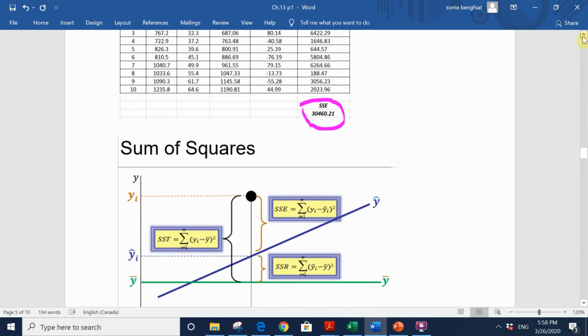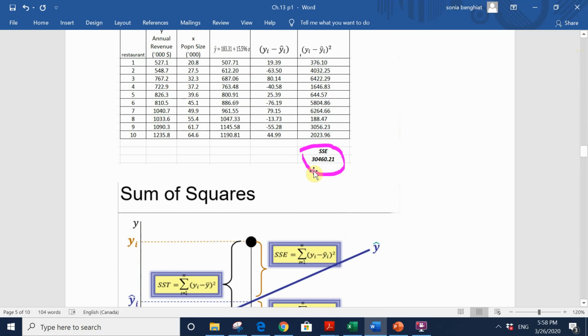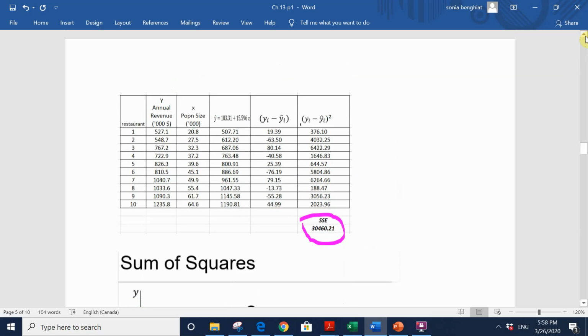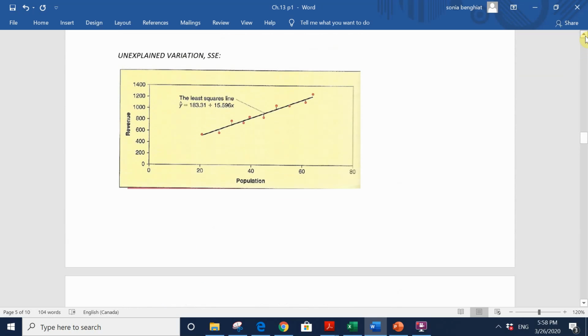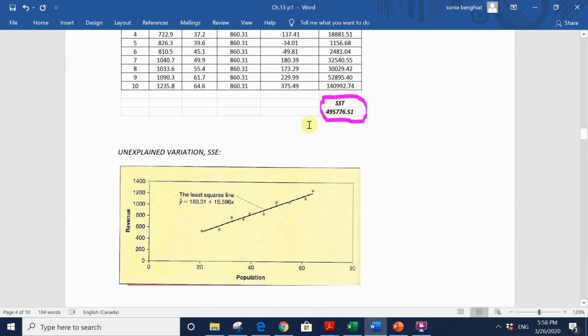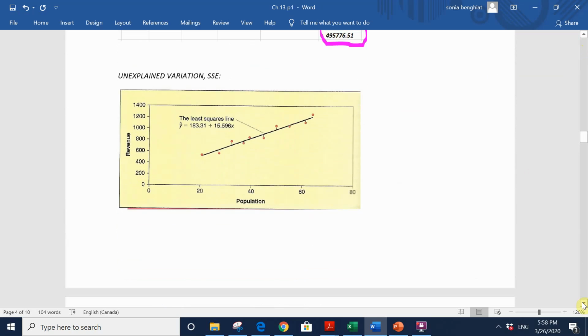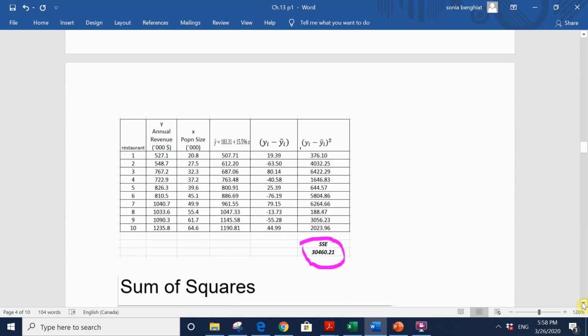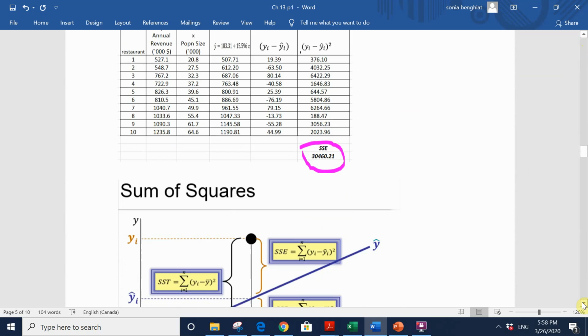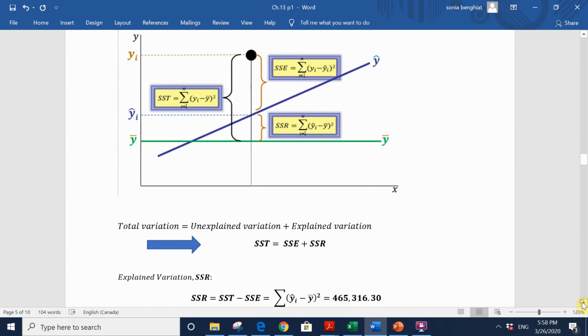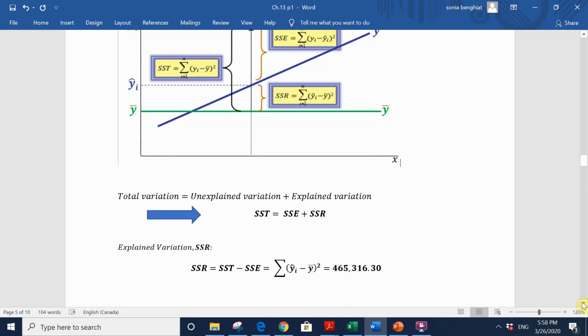Just to compare with the other values, my SSE was 30,460.21, and my SST was 495,776.51. So you see how when you subtract SST minus SSE, you get your SSR.